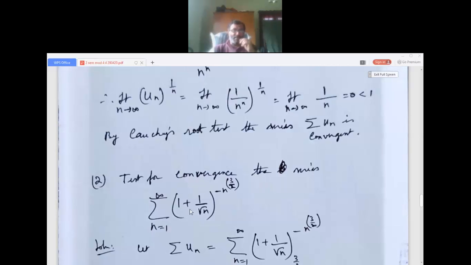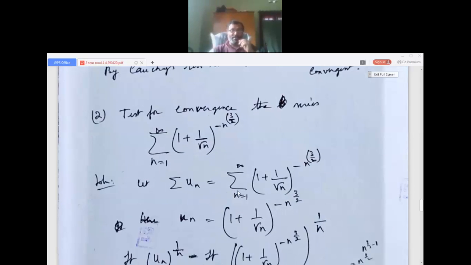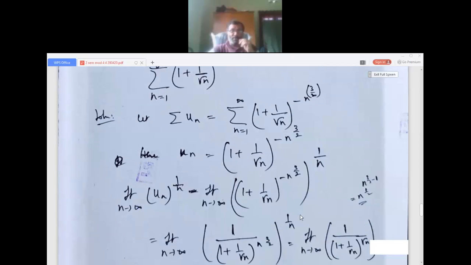Test for convergence the series sigma n equals 1 to infinity of (1 plus 1 by root n) power minus n power 3 by 2. This is the series sigma un. They have given the nth term, so un is (1 plus 1 by root n) power minus n power 3 by 2. Now here, since it is power n and all that, we use Cauchy's root test, which will be easier.